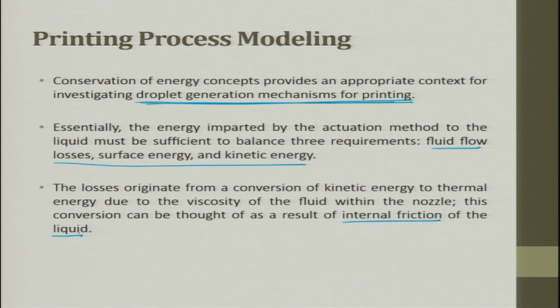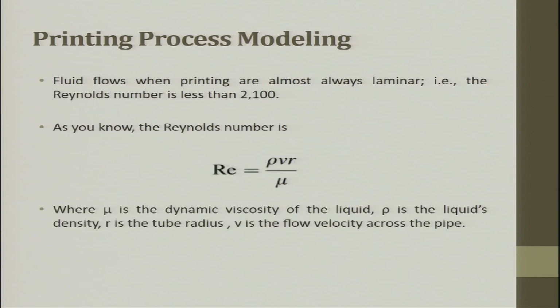So, these are all techniques, but in the entire 3D printing technique, you should understand that the binder which comes out, getting it into a droplet size is a big challenge. So, the fluid flow when printing is almost always laminar, that is Reynolds number is less than 2100. As you know, Reynolds number Re depends on rho, V, R and mu. Mu is the dynamic viscosity of the liquid, rho is the liquid density, R is the tube radius, V is the flow velocity across the pipe. With this we calculate the Reynolds number. If the Reynolds number is less than 2100, it is called laminar flow.